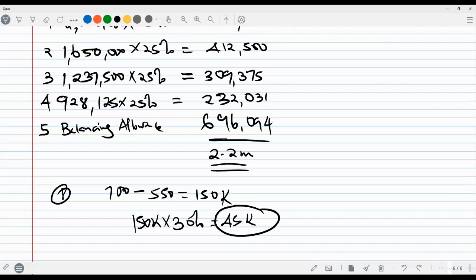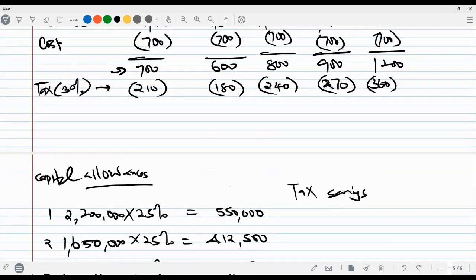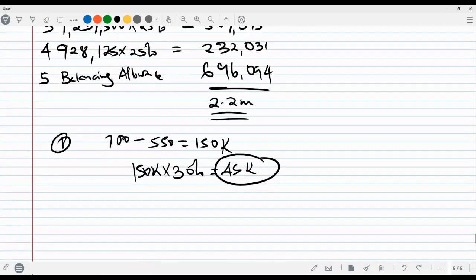If there was no allowance, the tax you're meant to have paid is 210,000, which you have here. Therefore, because of this allowance given to you, you made a saving of how much? The saving will be equal to 210,000 minus 45,000, to give us 165. Yes, you save 165,000.